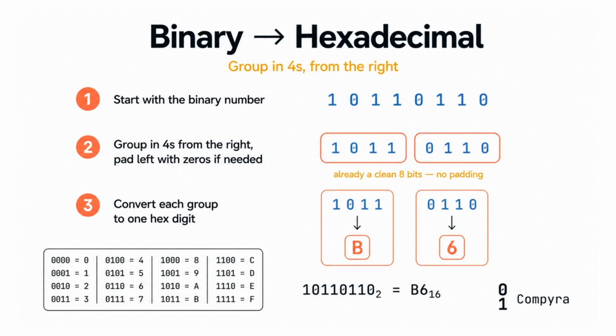Step 3, convert each group to a single hex digit. And here's where hex gets interesting. 4 bits can represent 16 values, but we only have 10 regular digits, 0 through 9. So hex borrows the letters A through F to cover the values 10 through 15. A is 10, B is 11, all the way up to F, which is 15. So 1011 is decimal 11, which is B in hex. 0110 is 6. Read them left to right and you get B6. That's our answer. Same value as octal 266, just written in a different base.